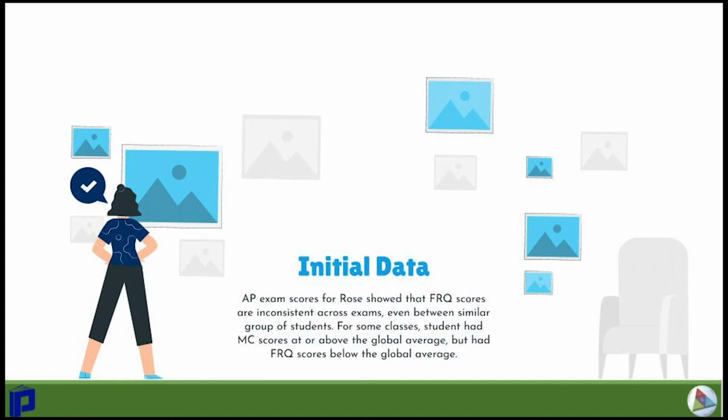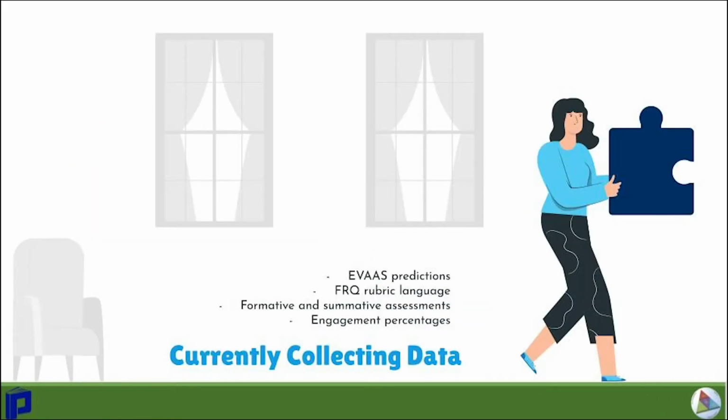Students were simply not doing as consistently well on free response as they were on multiple choice portions of those AP exams. We needed to examine why students were appearing to retain the information and able to perform on multiple choice, but were not able to perform as consistently well in showing that acquisition of that knowledge on the free response questions. After collecting that initial data, we decided to proceed with looking at EVOS predictions.